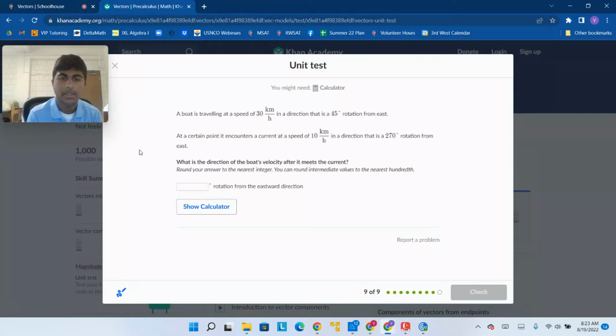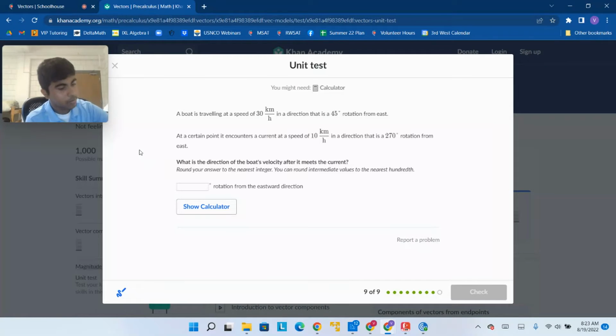Okay, let's see what we have here. It's traveling at a speed of 30 kilometers per hour in a direction that is a 45-degree rotation from east. So we're at east, and we go 45 degrees at 30 kilometers per hour. At a certain point, it encounters a current at a speed of 10 kilometers per hour, a 270-degree rotation from east, going straight down. And it's 10 kilometers an hour. All right, so what do we do?